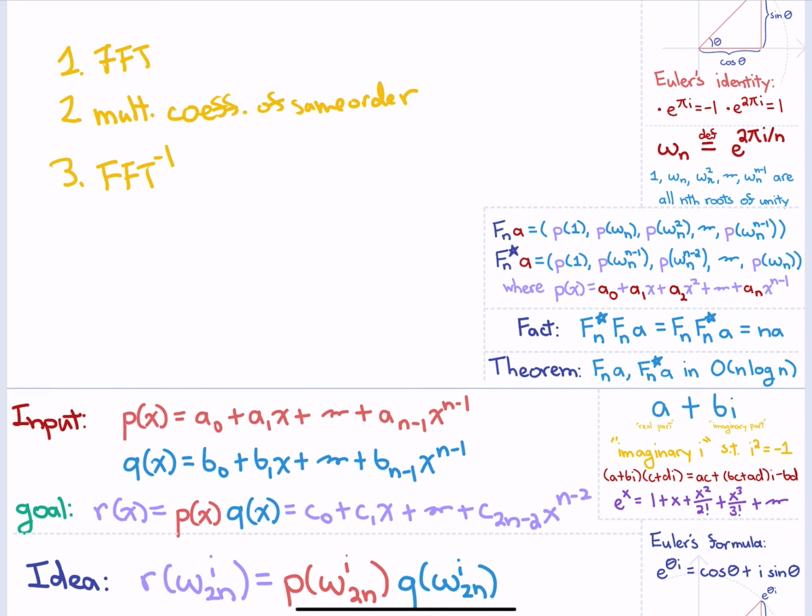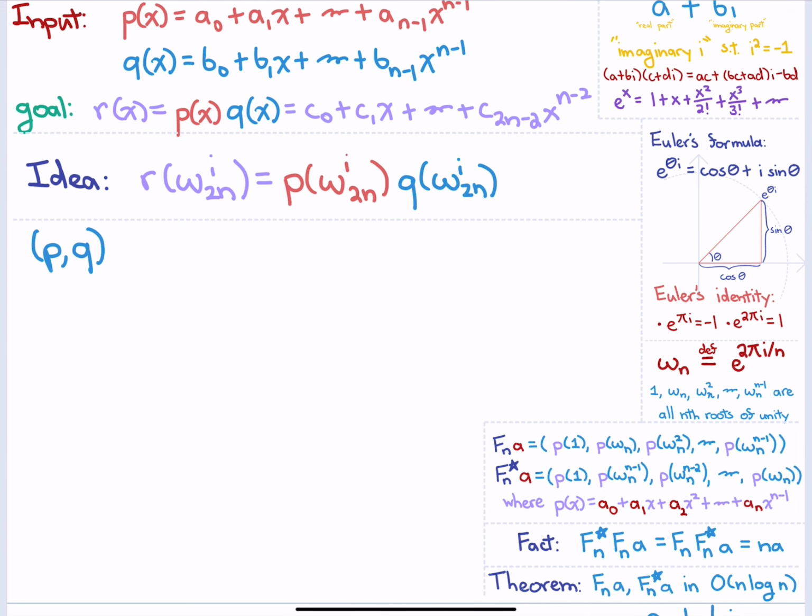Okay, so let me think this through. You start with two polynomials, P and Q. And the idea was step one, let's take their Fourier transform. That'll give us all of those values at the roots of unity. So I spend n log n time. We haven't proven that, but we will. And I get all of those p of omega sub 2n to the i, for all values of i, in n log n time. Now I have all the p and q values.